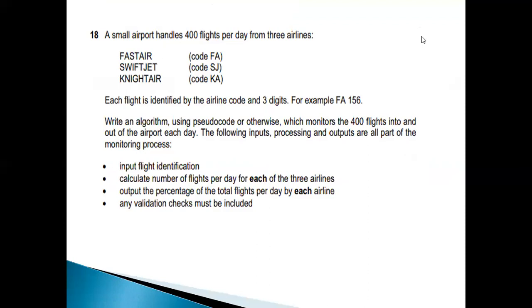A small airport and a small device for David, three airlines, each by the time of the fire, and F146. My enemy is a secret code, or Swiftjet, you can see or otherwise, which wants the 400 flights of the engine out of there. The following input processing inputs will follow. Identify input flight information. Calculate the number of flights per day for each of the three airlines. Output the percentage of total flights per day per each airline. By each airline, any validation checks must be included.